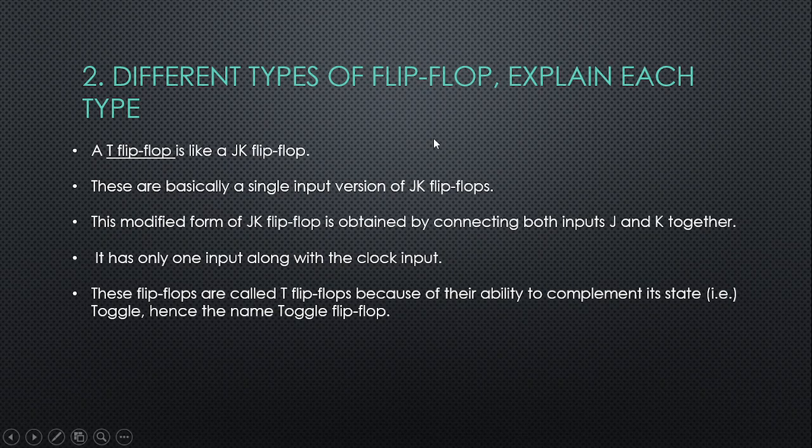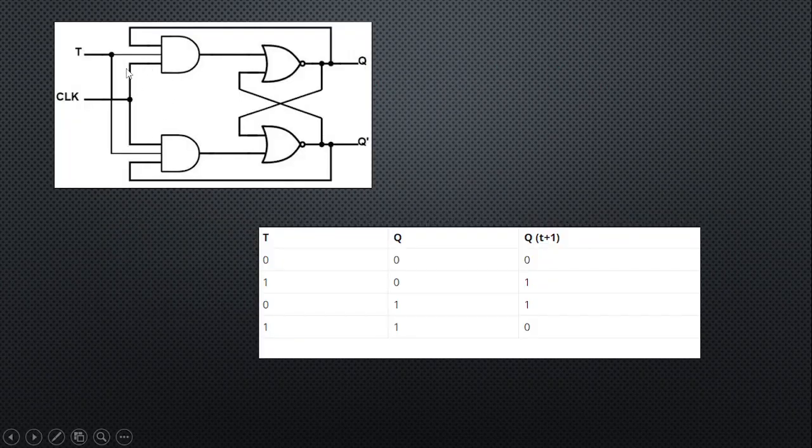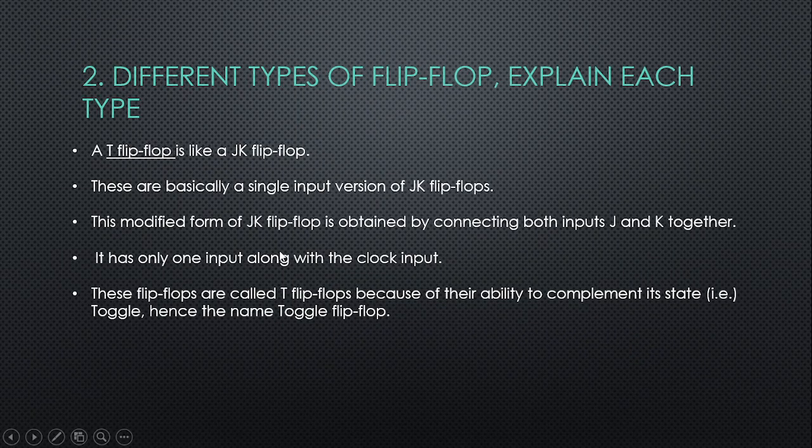Lastly, we have the fourth. The T flip-flop is like a JK flip-flop. Why do I say that? Because it is basically a single-input version of the JK flip-flop. This modified form of the JK flip-flop is obtained by connecting both inputs J and K together. So both J and K together, we have JK here, right? But this time, for the T, it is wired to a single input. So what makes the difference? It has only one input along with the clock input. These flip-flops are called T flip-flops because of their ability to complement their state, to toggle. So basically the output toggles, hence the name toggle flip-flop.